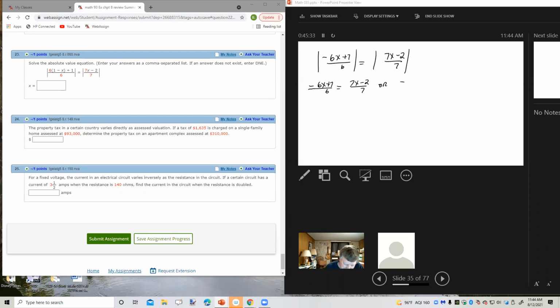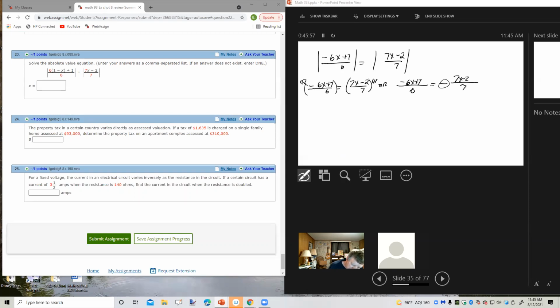and that negative is just on top there, just in front of the negative 6, or negative 6x plus 7 over 6 equals the opposite of 7x minus 2 over 7. And notice I put the negative sign out in front, the opposite of the whole thing. Okay, the equation on the left, we're going to multiply both sides by 42.